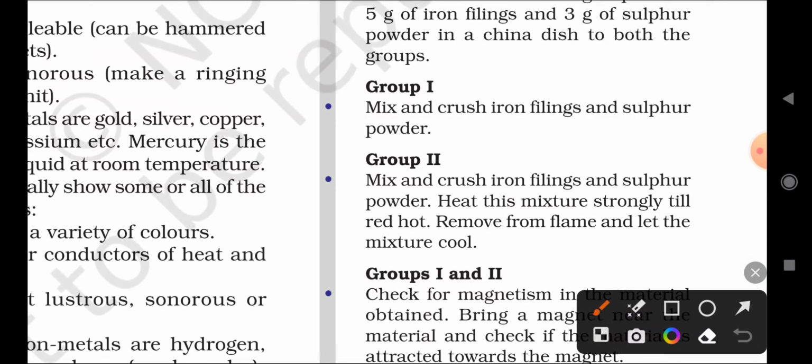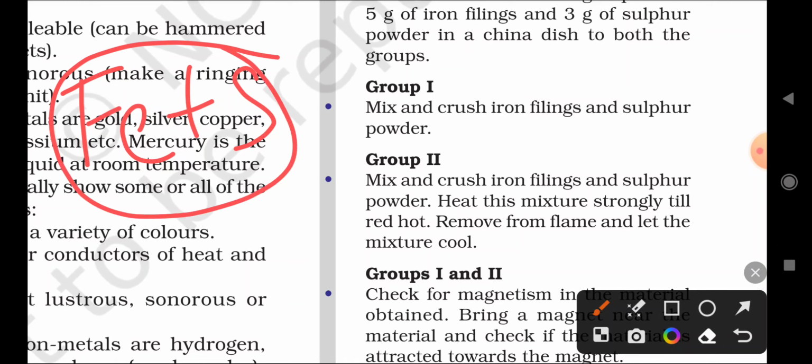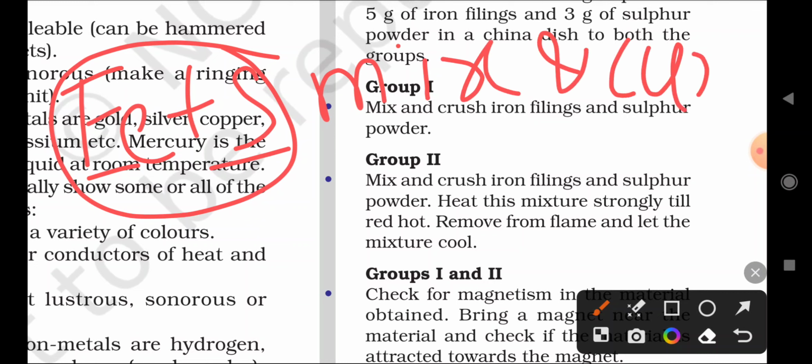Again, what we have to do: group 1 will mix the iron filings and the sulfur powder, and they will crush the iron filings and sulfur powder together. The first group does mixing and crushing of the iron filings and sulfur.